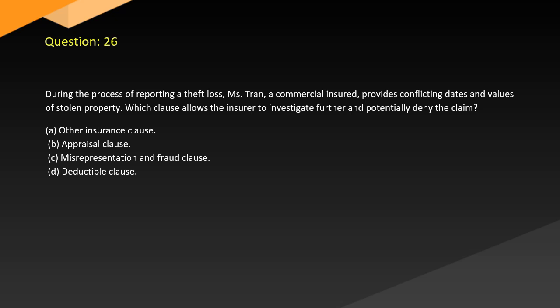Question 26. During the process of reporting a theft loss, a commercial insured provides conflicting dates and values of stolen property. Which clause allows the insurer to investigate further and potentially deny the claim? A. Other insurance clause. B. Appraisal clause. C. Misrepresentation and fraud clause. D. Deductible clause.